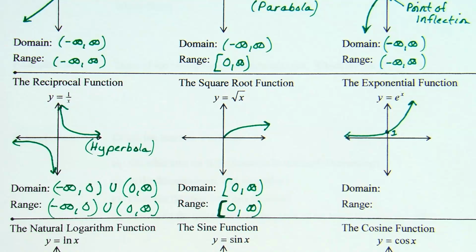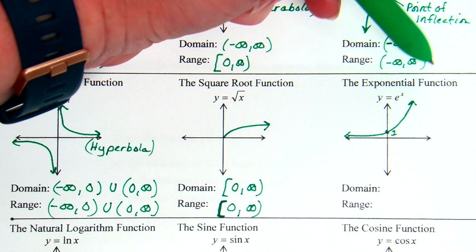Okay, domain. What kind of x values can I put in this exponent? How far left, how far right can my graph go? Is it running off the screen left, running off the screen right? Yeah, so my domain again is all reals, negative infinity to positive infinity.